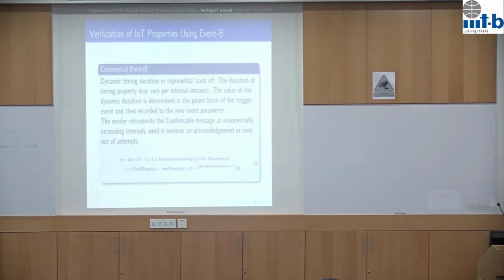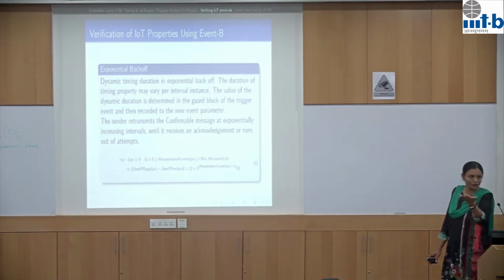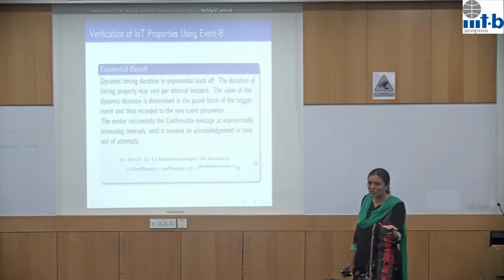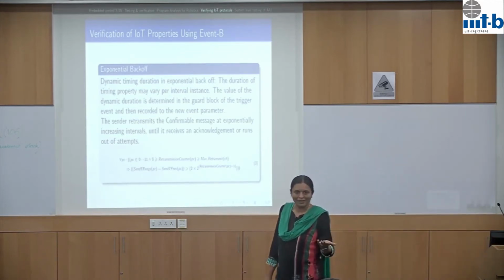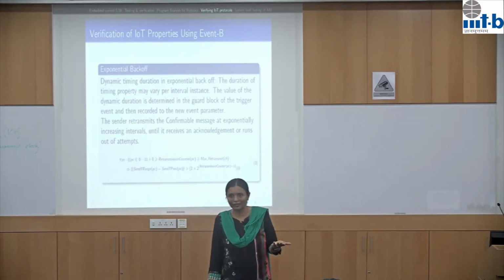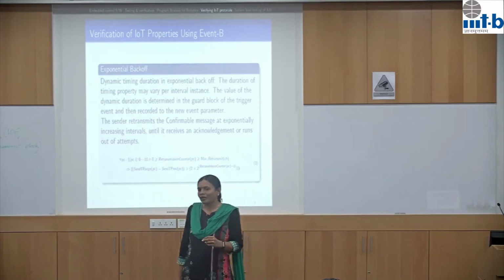So this property is about that. Why I specifically put this is that it has this thing, 2 into 2 power retransmission counter minus 1. The growth of 2 power n is very high. You are able to understand that 2 power n grows very high, higher than n squared or linear in n, right?